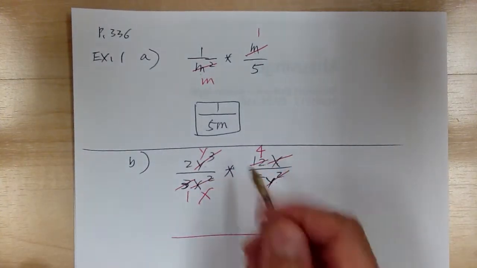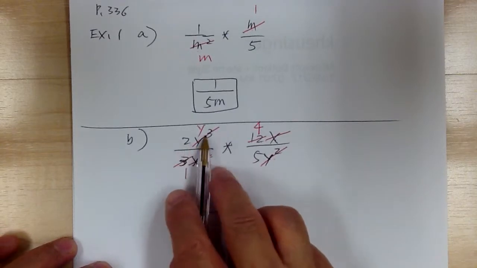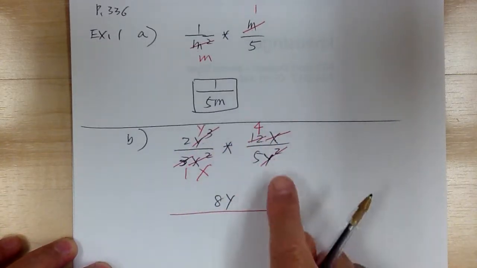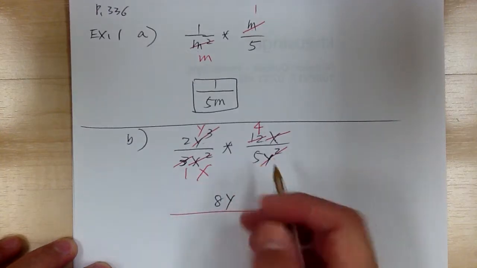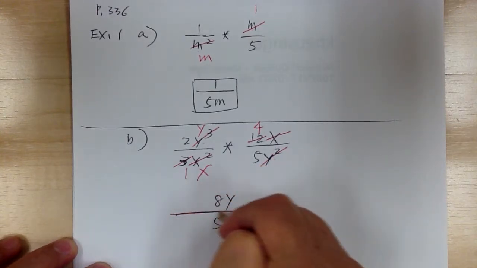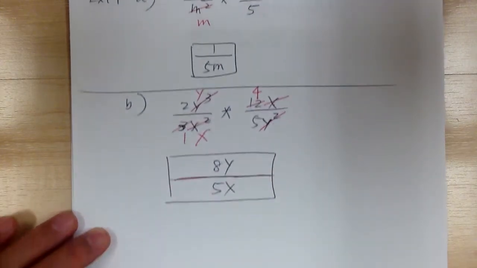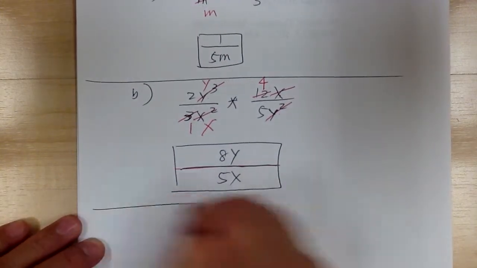And so now you look at the top, see what's left over. So you got 2y times 4. So when you multiply out, you get 8y. And on the bottom, you got 1x5. So it would be 5x. And so that's it for example 1b. Okay, now let's go to C.